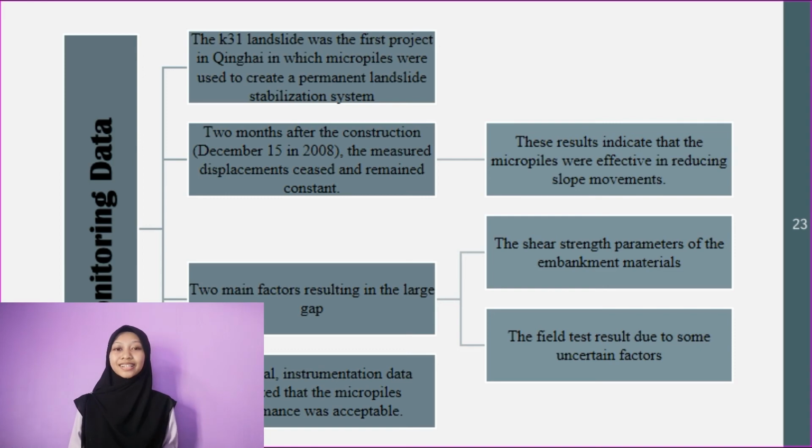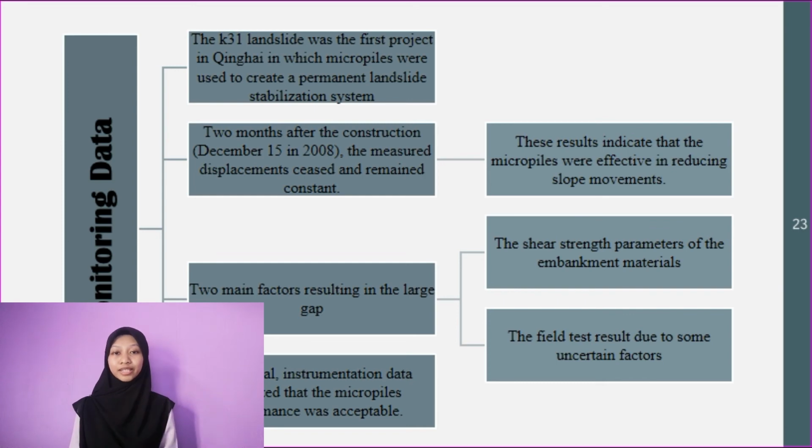Monitoring data. The K31 landslide was the first project in Qinghai, China, in which micropiles were used to create a permanent landslide stabilization system. Two months after the construction, the measured displacement ceased and remained constant. These results indicate that the micropiles were effective in reducing slope movements.